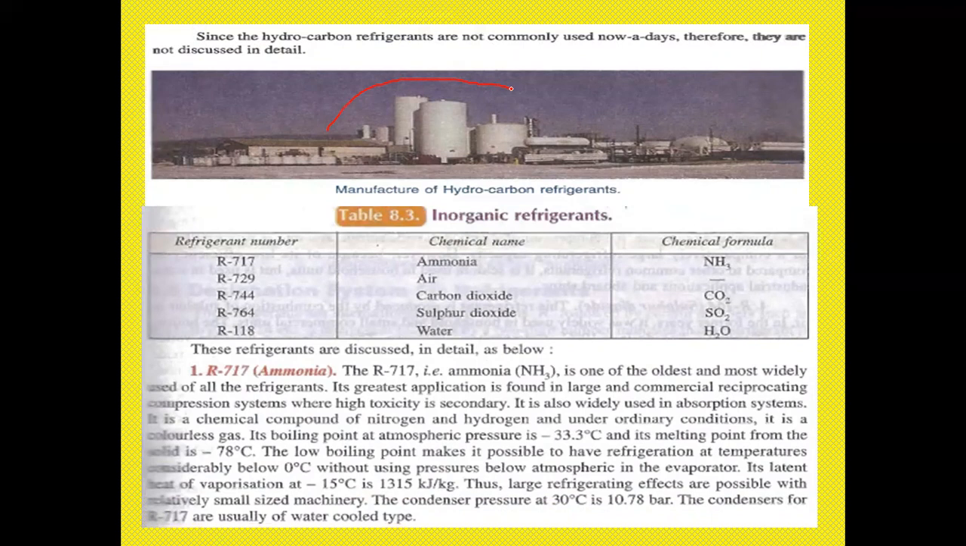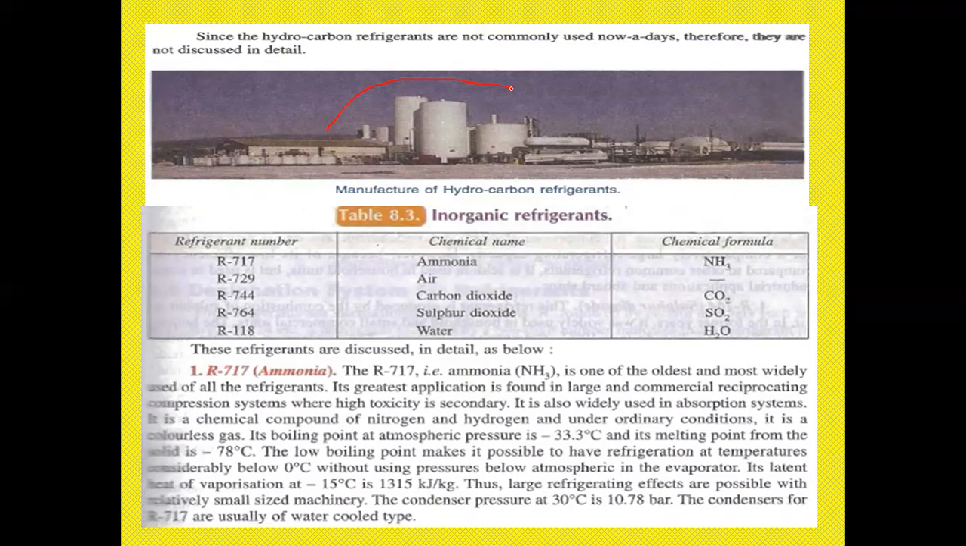Next is inorganic refrigerants. R717, R729, R744, R764, R118 are some of the inorganic refrigerants, where the chemical names are ammonia, air, carbon dioxide, sulfur dioxide, and water. The chemical formulas are shown in the table. Now we are discussing the inorganic refrigerants. See here, R717 is known as ammonia.